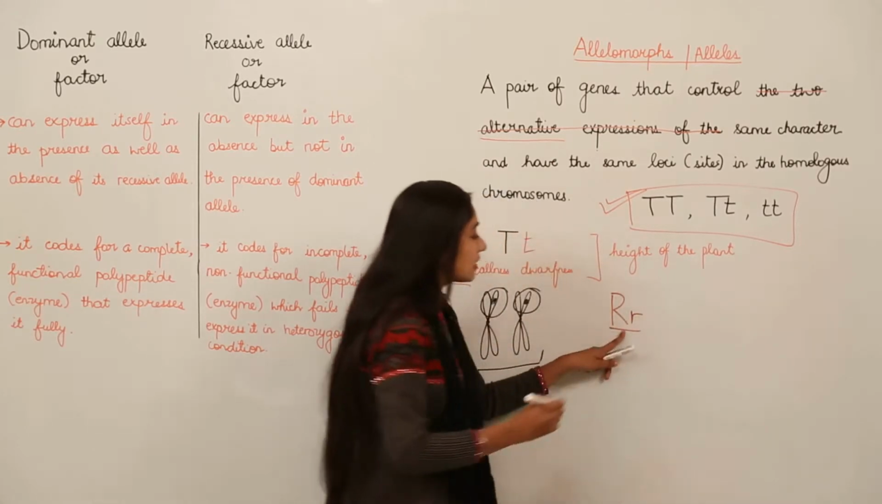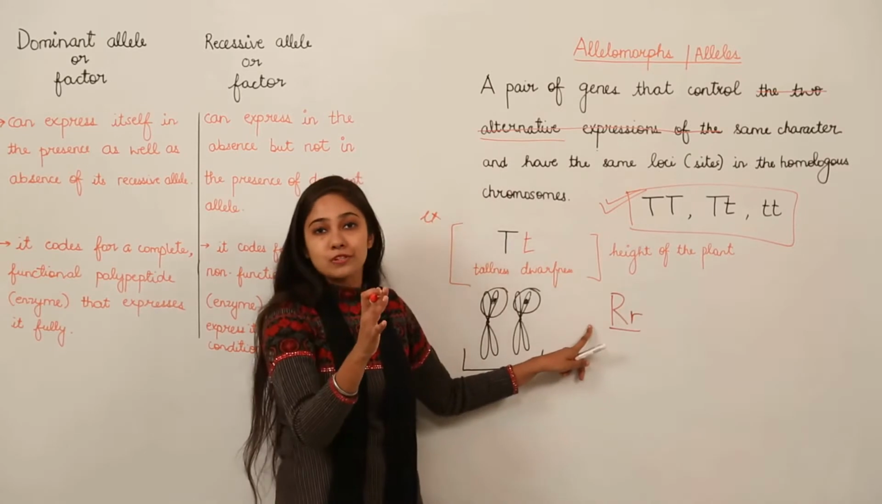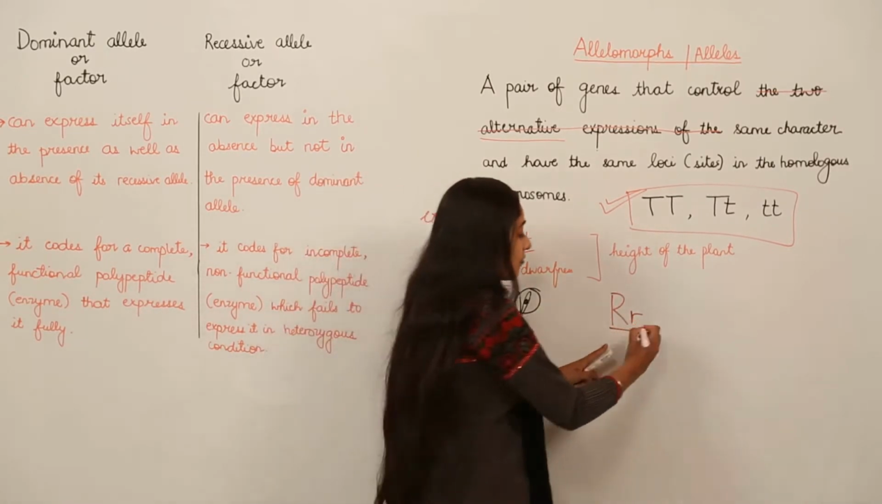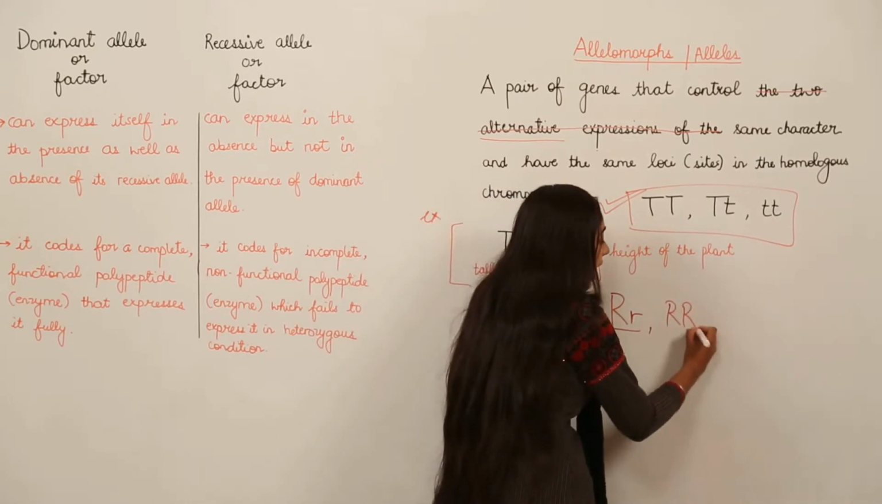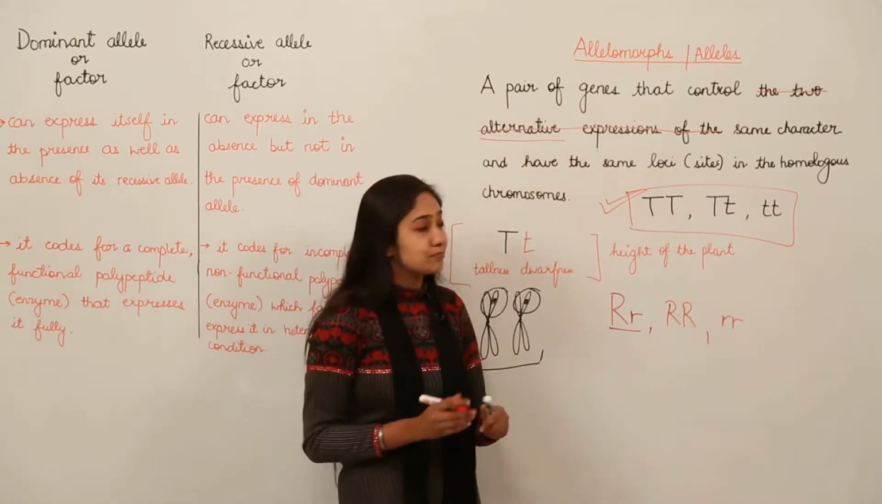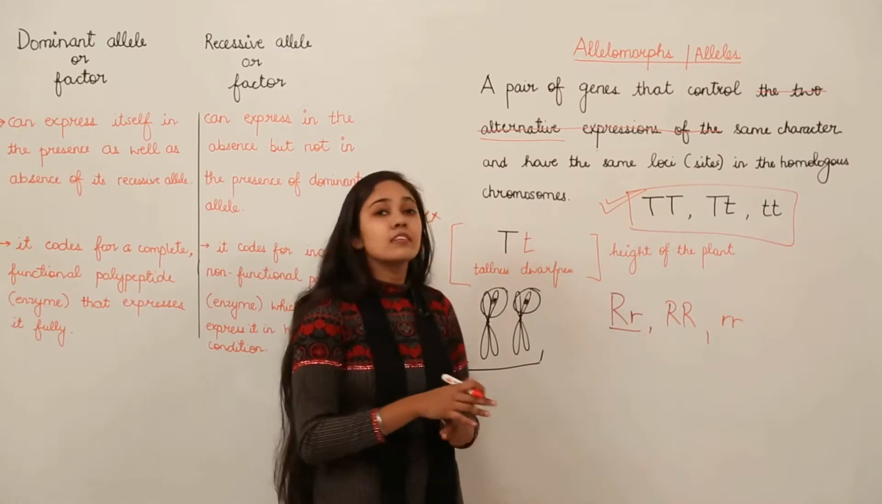So earlier, alleles were considered only this type of pair because it is going to encode for alternative expressions. This is for round seeds and this is for wrinkled seeds. But nowadays we consider these also as what? Alleles, allelic pairs, allelomorphs or alleles. Okay, so remember, I hope now this is very clear to you. What are alleles and allelomorphs?